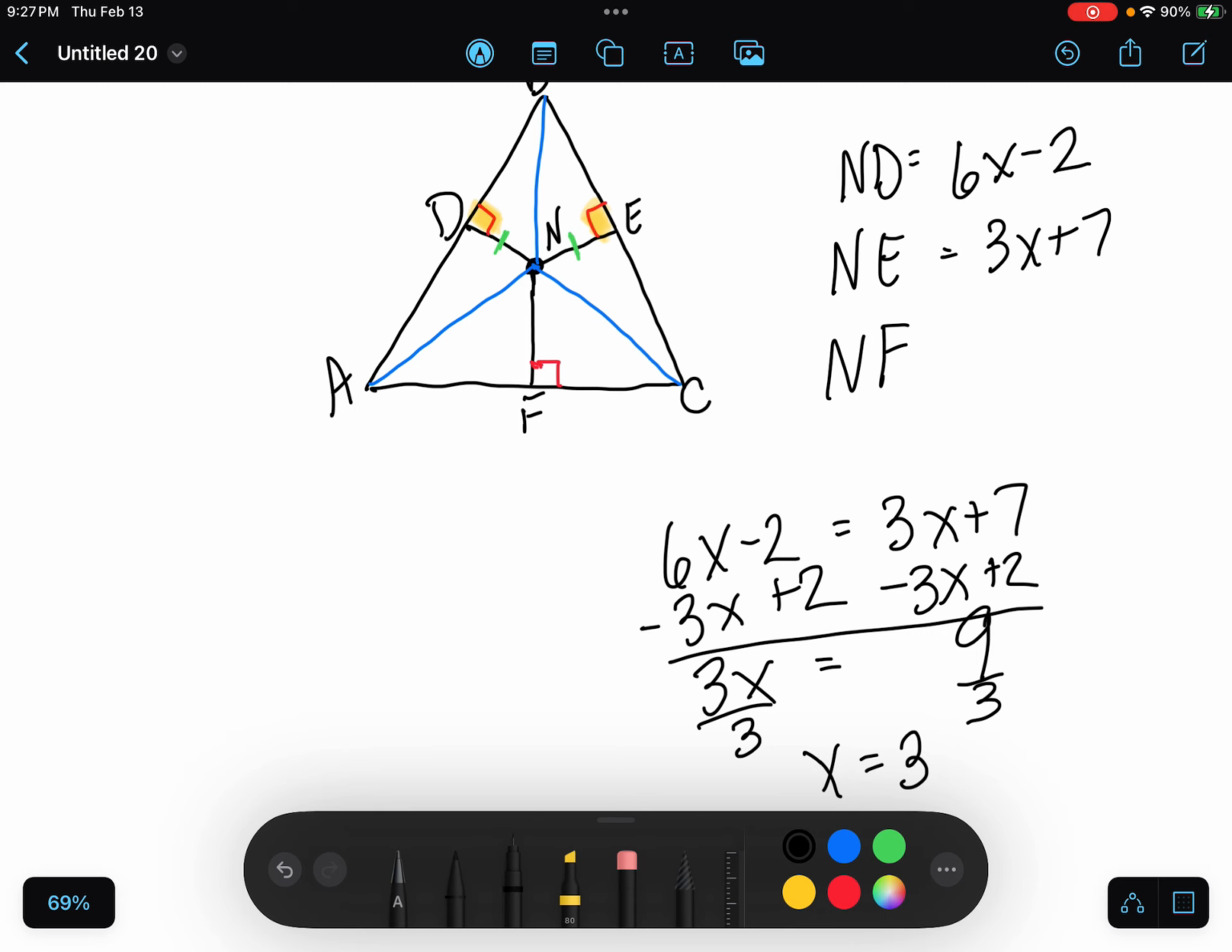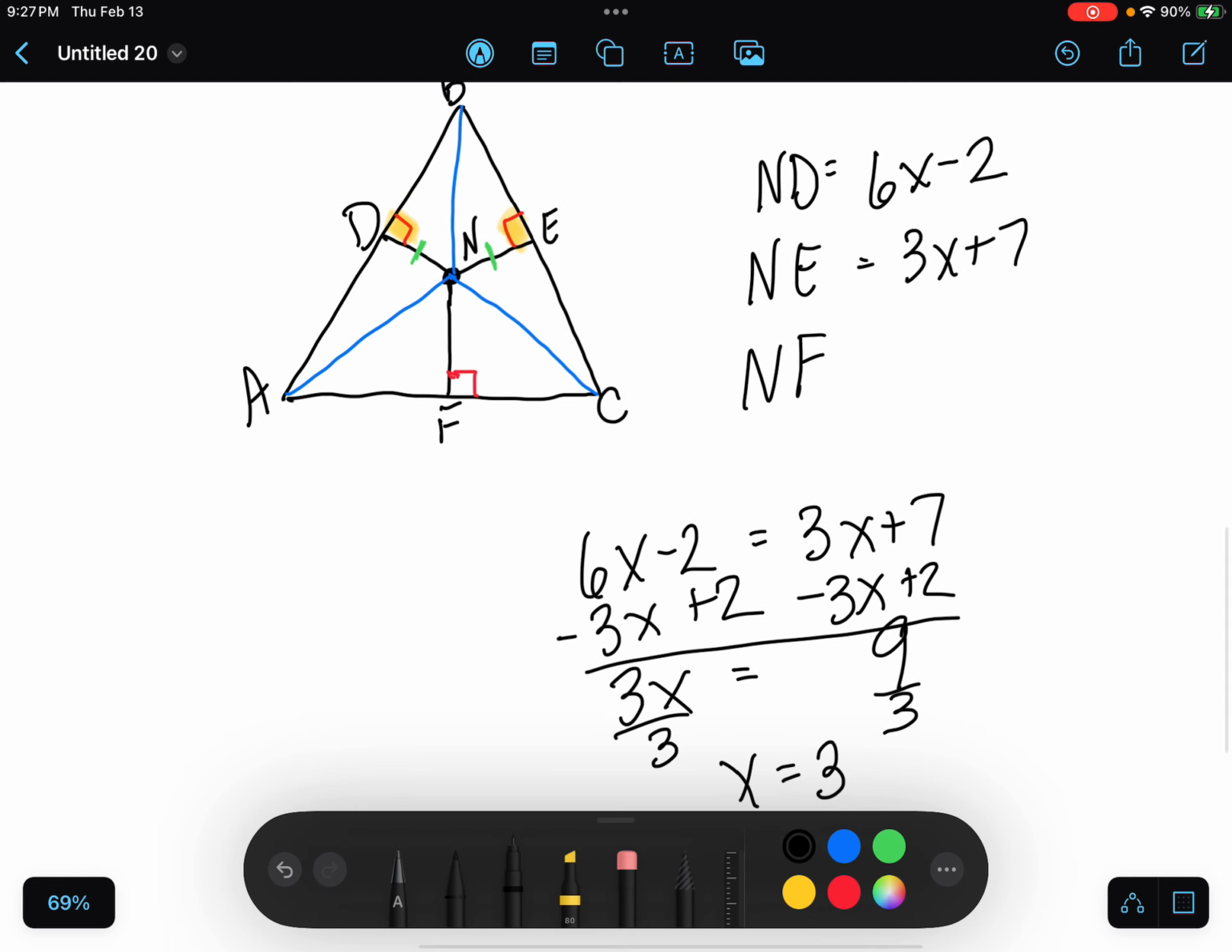So then, if I find one of those two lines, so if I put 3 back in there, 6 times 3 minus 2, or 18 minus 2 is 16. Or if I would have done the other one, 3 times 3 is 9, plus 7 is 16 also. So if I know that ND is 16, I also know that NE is 16.